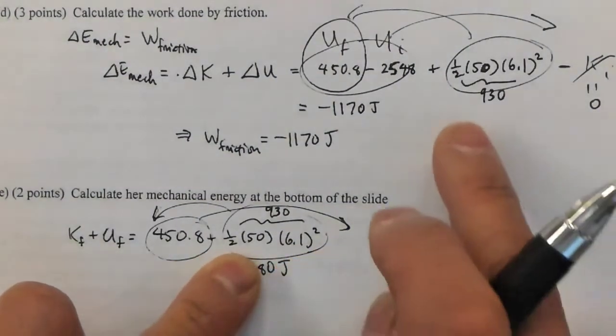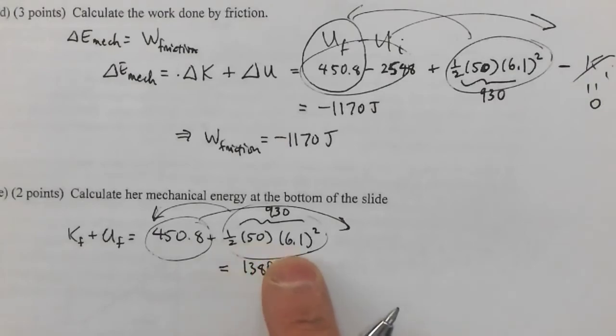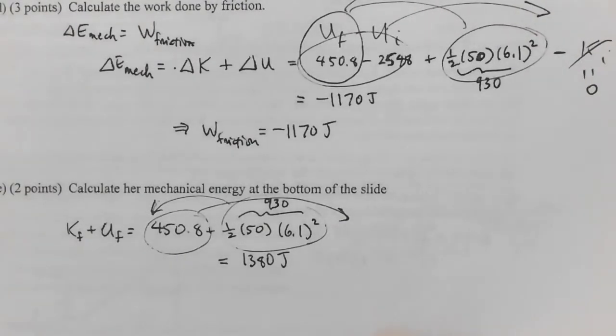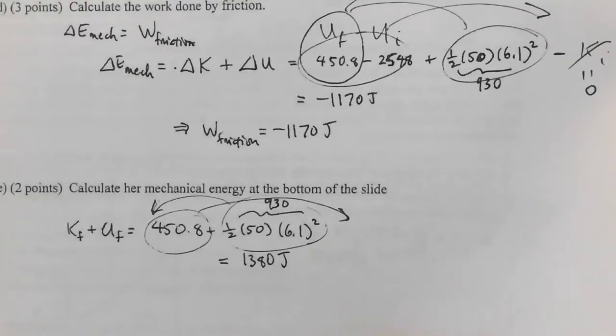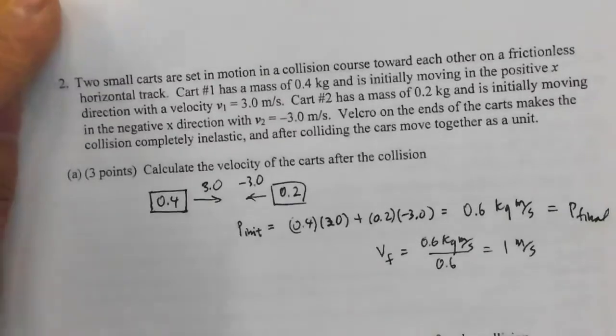And then you have 1/2 m v final squared. So 1/2 times 50 times 6.1 squared, you get 1,380 joules. Any questions about this? Everybody can do this? No sweat? Okay. Next problem.